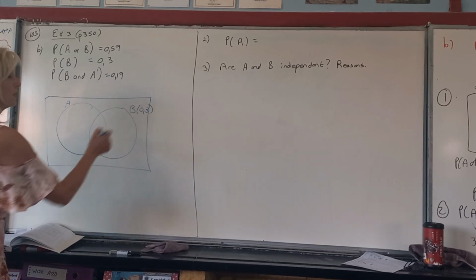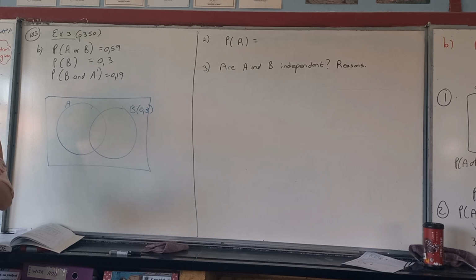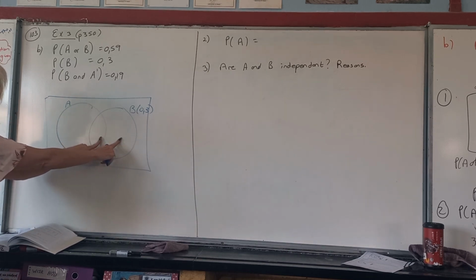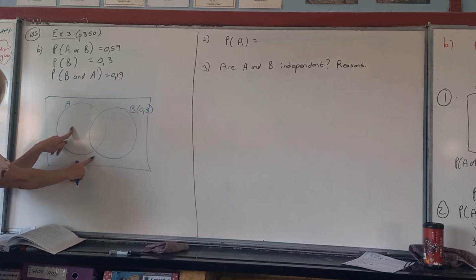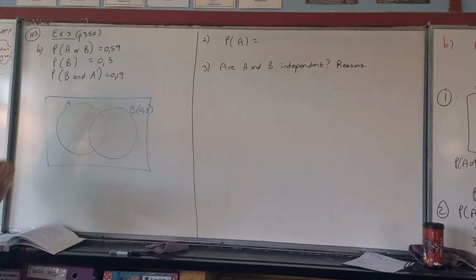So 0,3 comes there. But if they tell me B and not A, what does and mean? It's where they intersect. So where is B? Where is not A? Are you with me? So they intersect each other. So there's various ways of thinking about it.